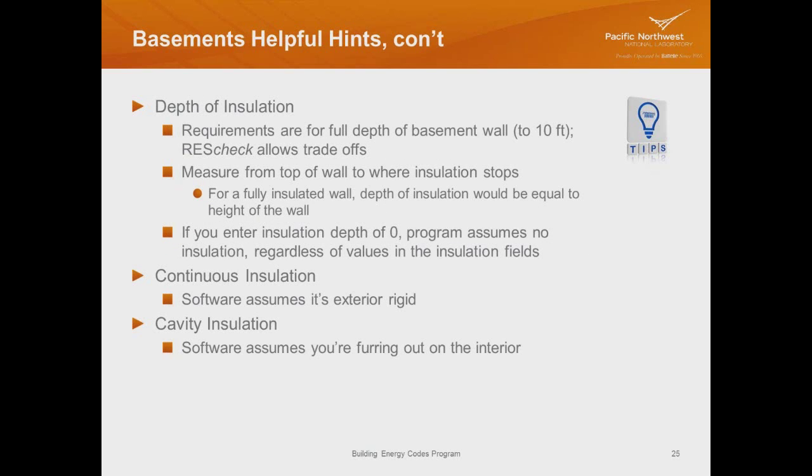So the code has a requirement for depth of insulation, and it starts at requirements for full depth of a basement wall or up to 10 feet. And this is where, if you're not doing up to 10 feet or the entire height of that wall, you can do trade-offs. So let's say I'm not going to insulate that entire basement wall. I'm going to have to make up for that somewhere else.